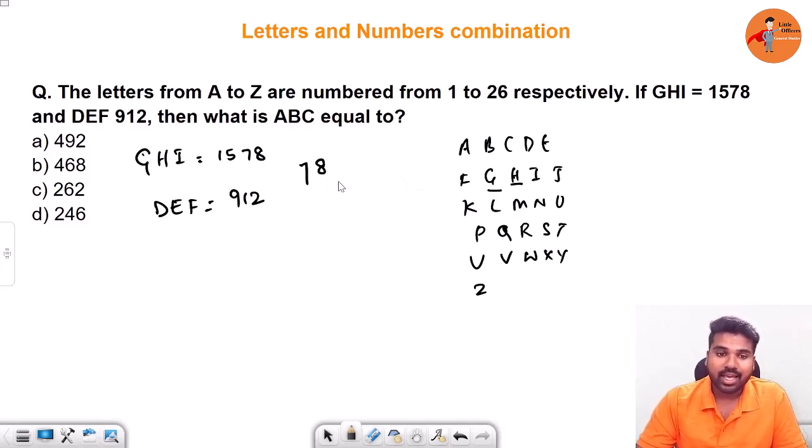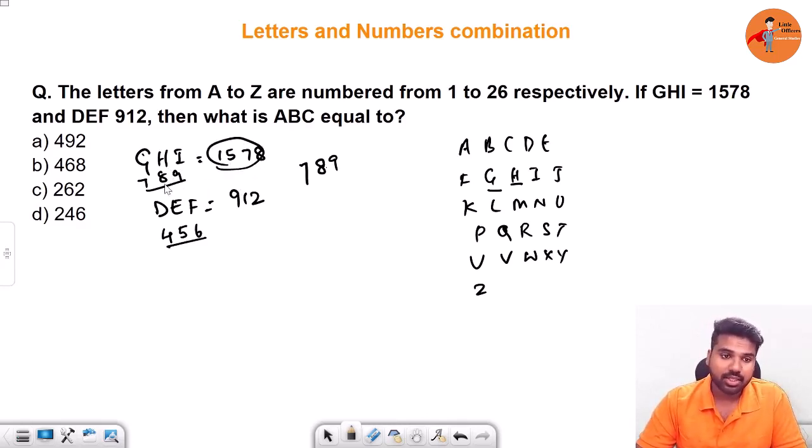G is 7, H is 8, and I is 9. So these letters correspond to 7, 8, 9. Then similarly, D, E, F: D is 4, E is 5, F is 6. Now, 7, 8, 9 and 4, 5, 6 are the numbers that we got. But we need to find a relation between these numbers and this number.